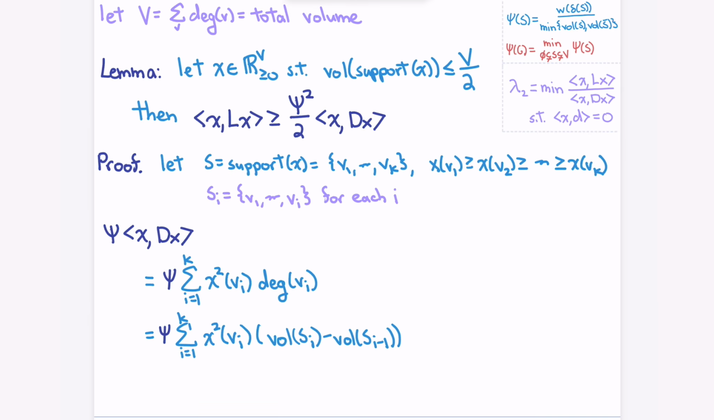It's just the degree is a difference, right? You're just adding a vertex. You add a degree.